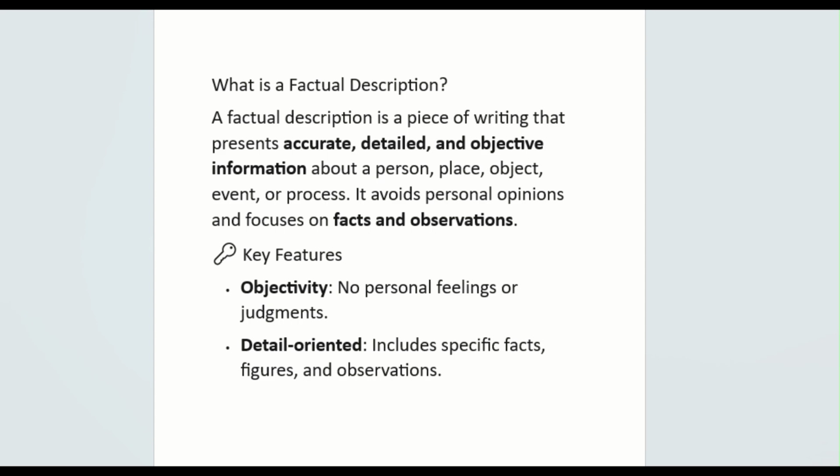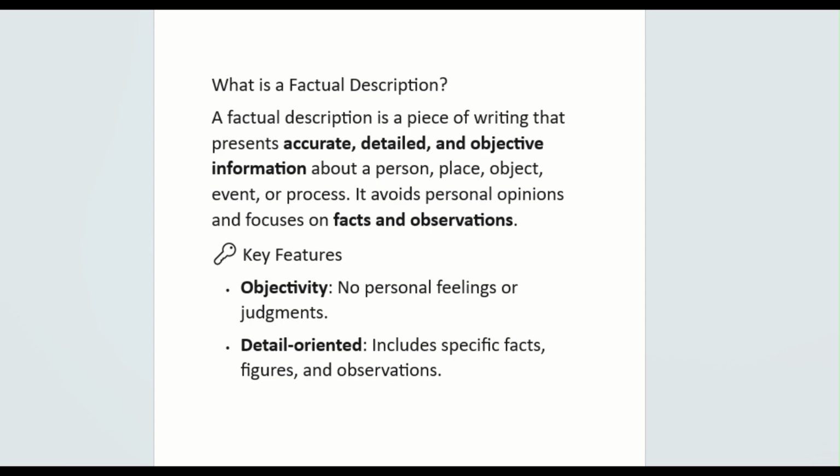Now talking about its key features, it must contain objectivity. That is, as I discussed earlier, no personal feeling, judgment or opinions should be given in a factual description. It should contain facts and only observations. After you are done with all the facts, you could write some observation about that particular place, event or person, right? But it should not contain any judgment or personal feeling, right?